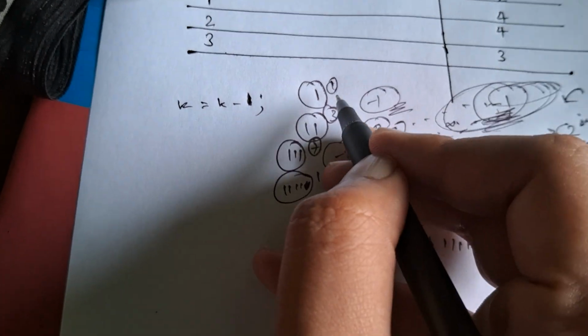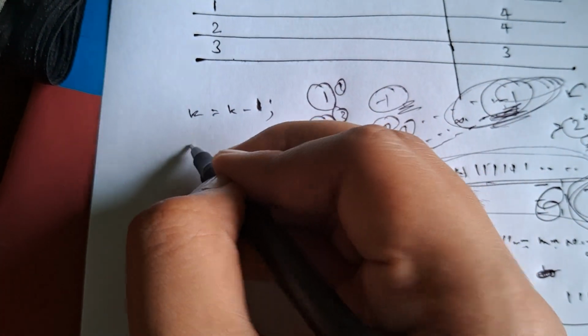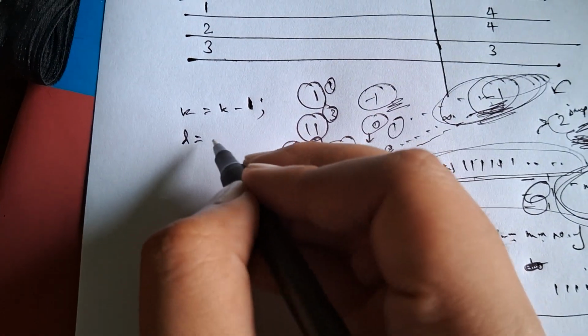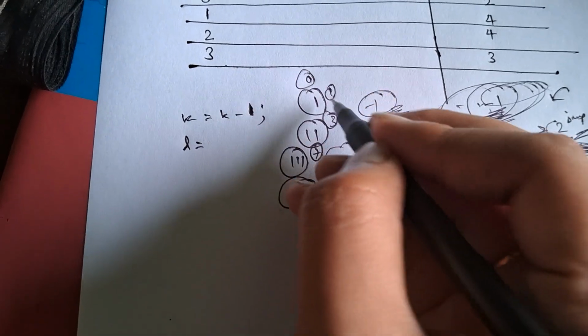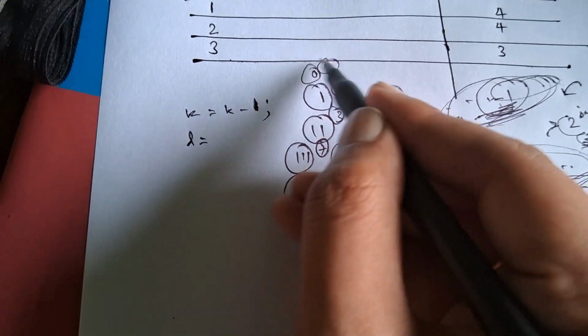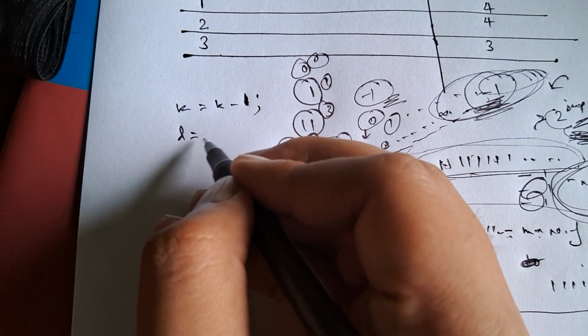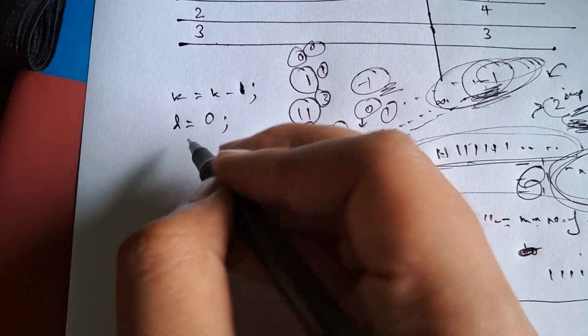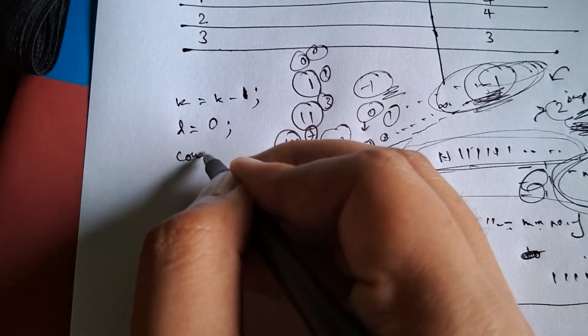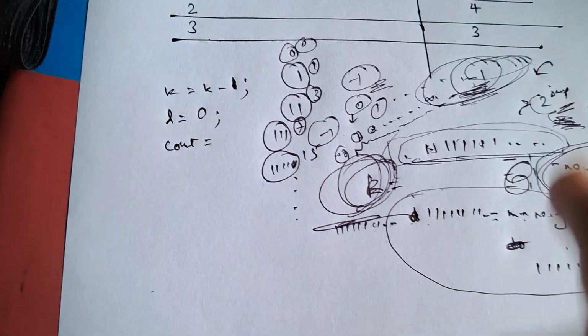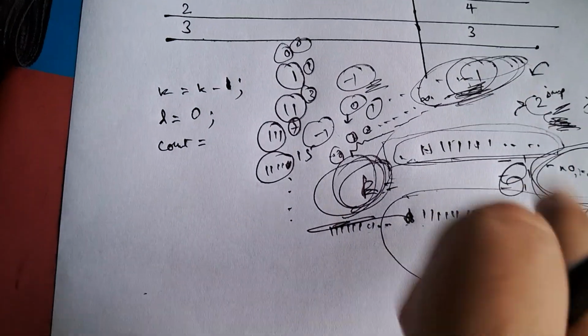Let's consider this as L. Remember one thing, you can also go with 0, so L is initially going to be 0. And let's say we have a count variable, that is the maximum count of -1 you can do.